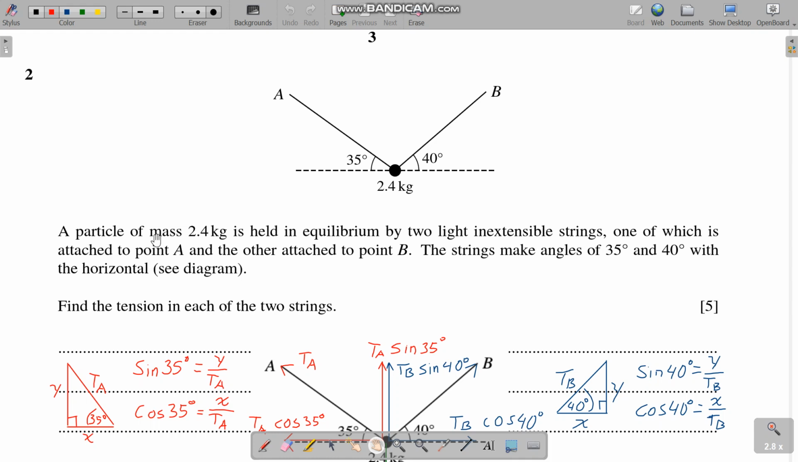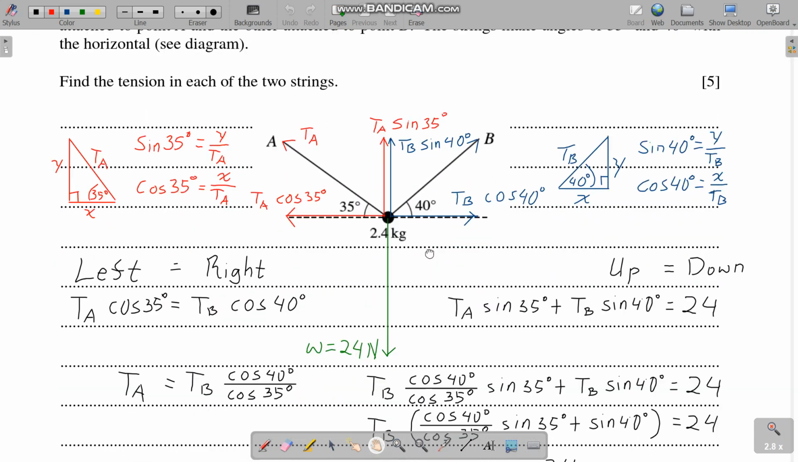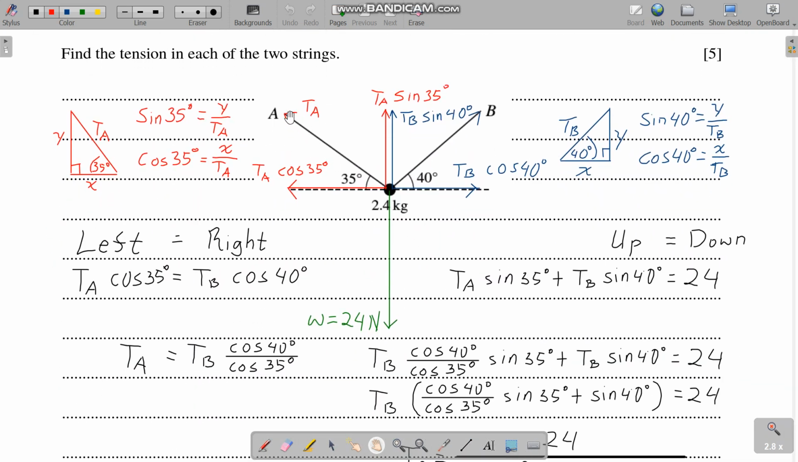Equilibrium. A particle of mass 2.4 kg is in equilibrium, held by 2 strings. One is attached to point A and the other to point B, at angles of 35 degrees and 40 degrees. Find the tension in each of the 2 strings. So we have tension A, tension B.